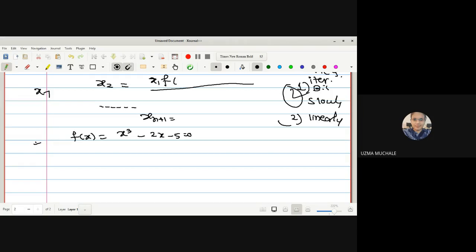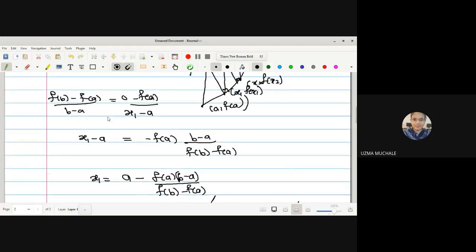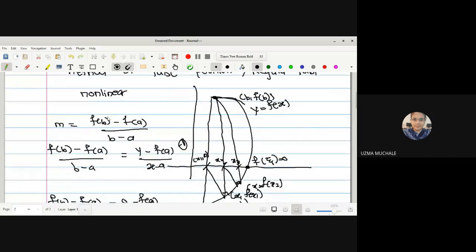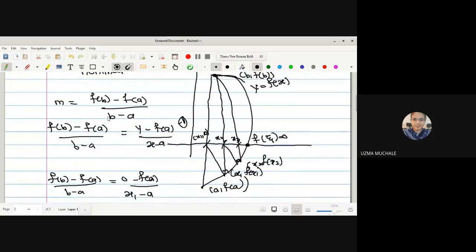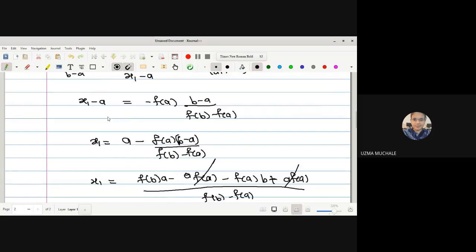Yes, by the usual method, can you solve it? No, ma'am. If not, we have to follow the procedure. What we have done in the method, let us see. First we have to find a and b in such a way that f of a is positive and f of b is negative, or vice versa. In this case, f of b is positive, f of a is negative. Then we follow the process using our formula.